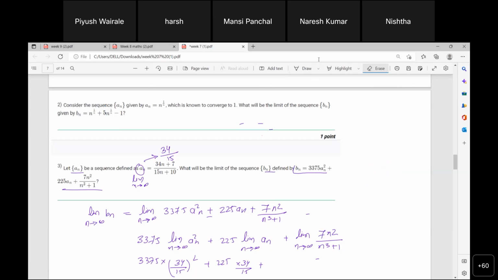So you have to take the highest power from the numerator, that is n square. So if I take n square outside, what you will get? n square outside, and 1 plus 1 by n square, right? Here n square, so n square will get cancelled, right?